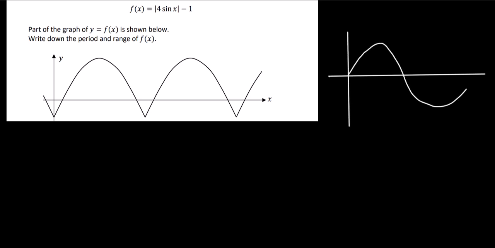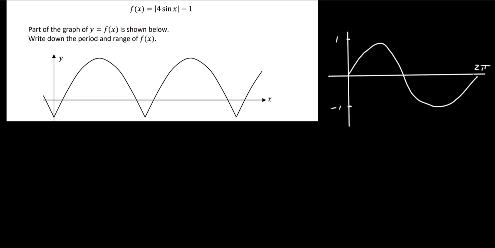Okay, so if you take, let's say, a standard sine function, let's do it over here. It's going to look something like this. It's going to come up, down, and then up again. This is going to be 1 here, and this will be minus 1.